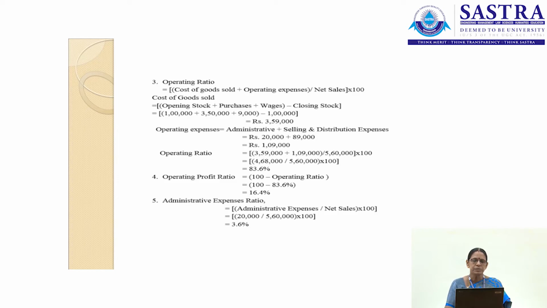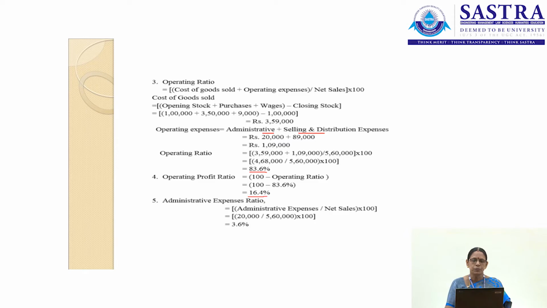What are all the operating expenses? We have administrative expenses, selling and distribution expenses. 20,000 plus 89,000, that is 109,000. Operating ratio is 3,59,000 plus 109,000 divided by your net sales, that is your 5,60,000 into 100. So 83.6%. Operating profit ratio, as we already told, 100 minus this operating ratio is said to be the operating profit ratio, 16.4. Otherwise, we have to calculate operating profit divided by your net sales into 100.